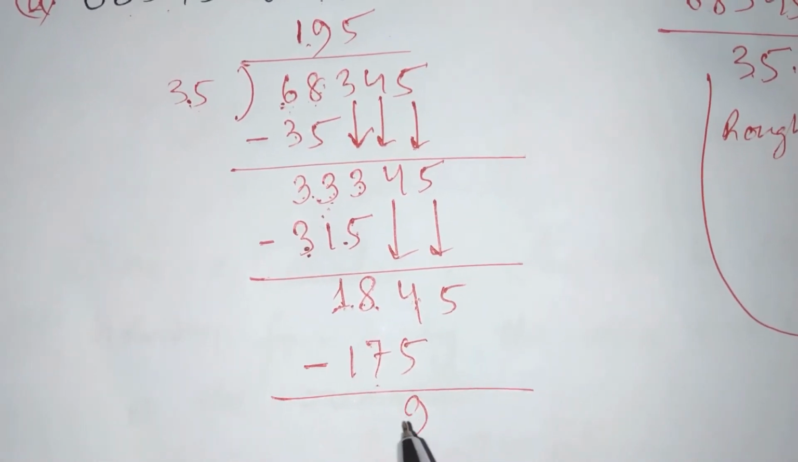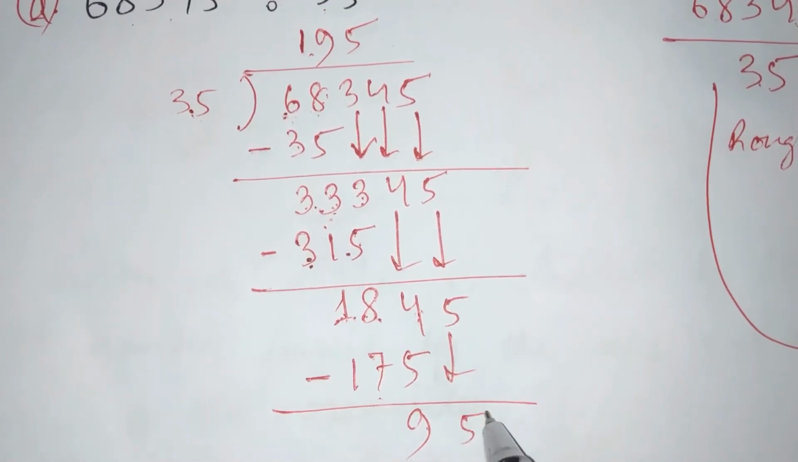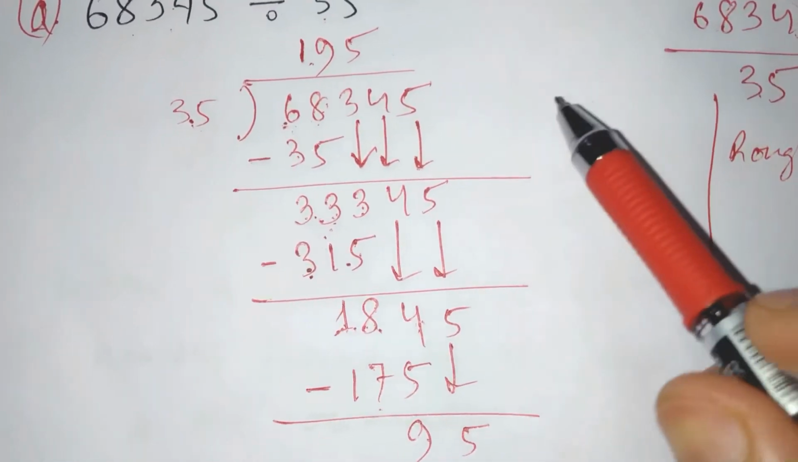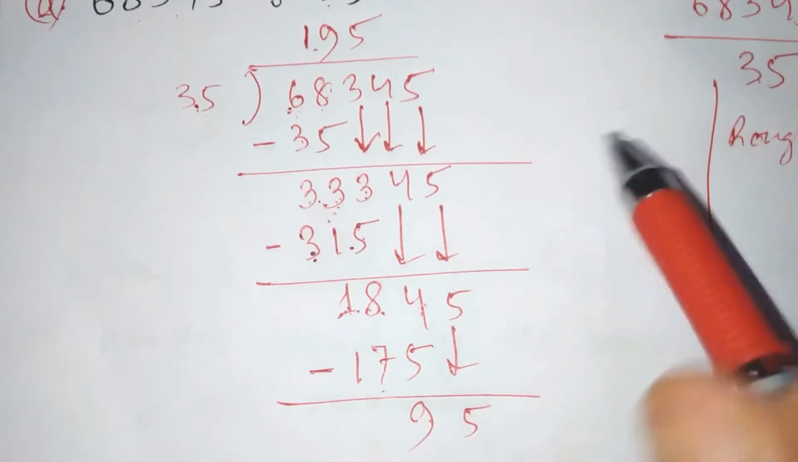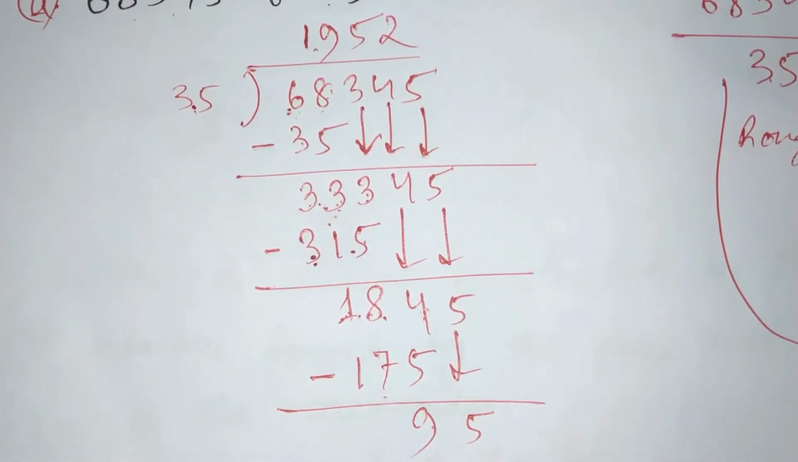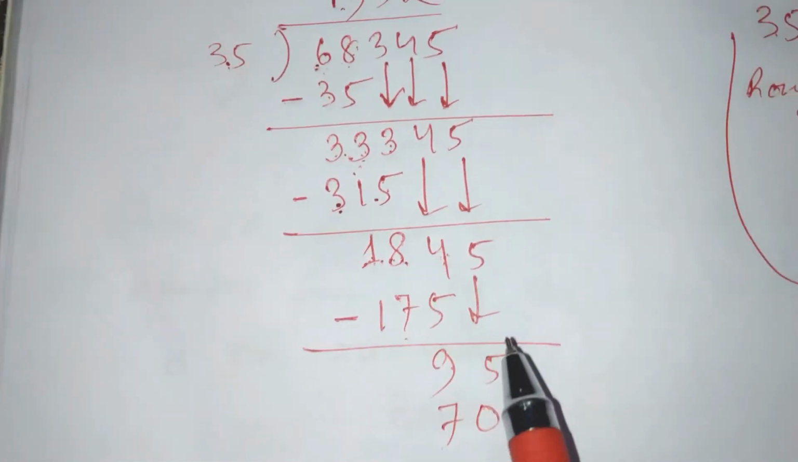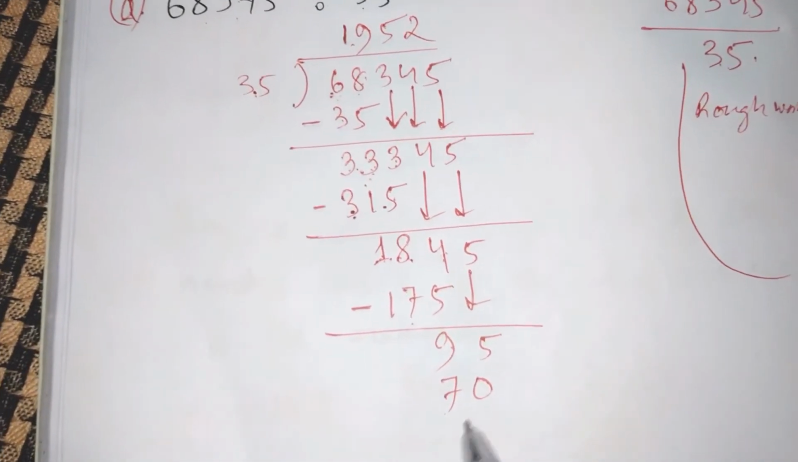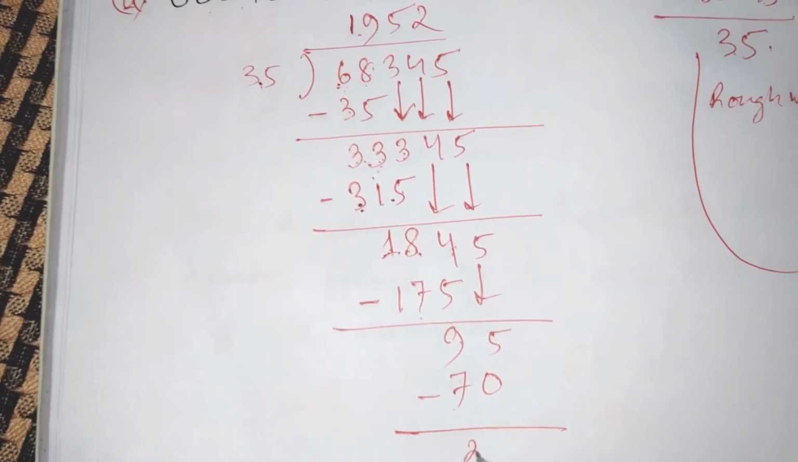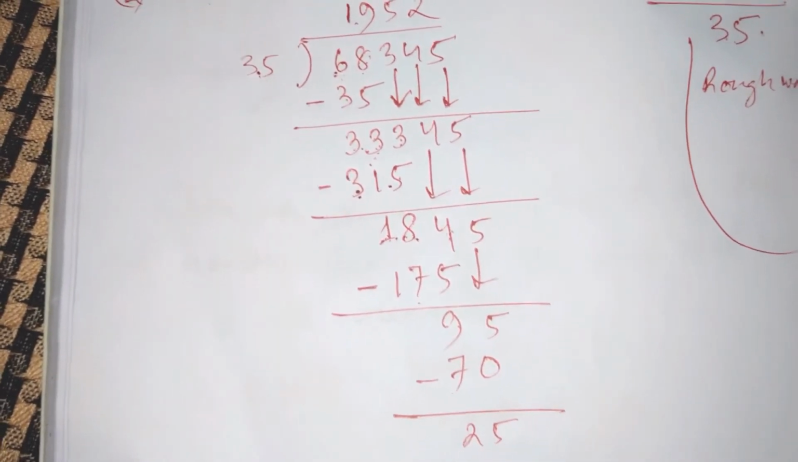Now you have 9, and this 5 will come here, so it is 95. We know 35 twos are 70, so I will write 35 twos are 70. If I write 35 threes, it will be more than 95. So it is 35 twos are 70, and if I subtract, I will get 25. Okay, so this way I have got up to 25.